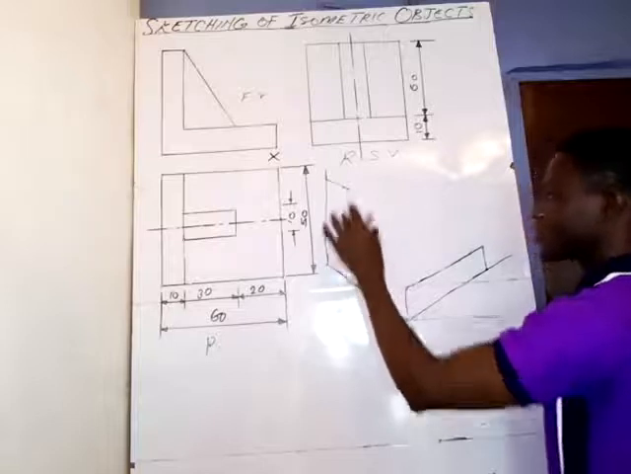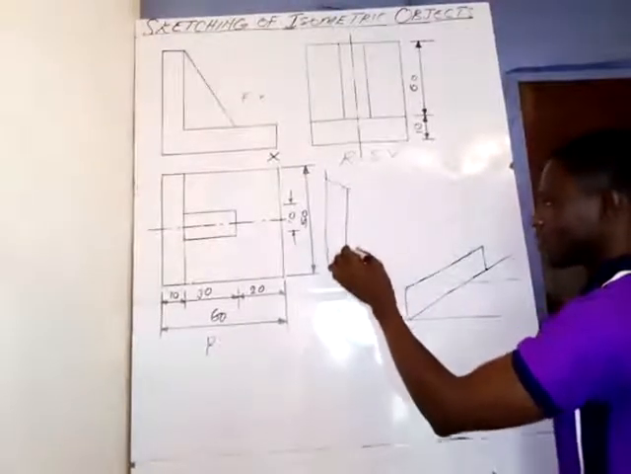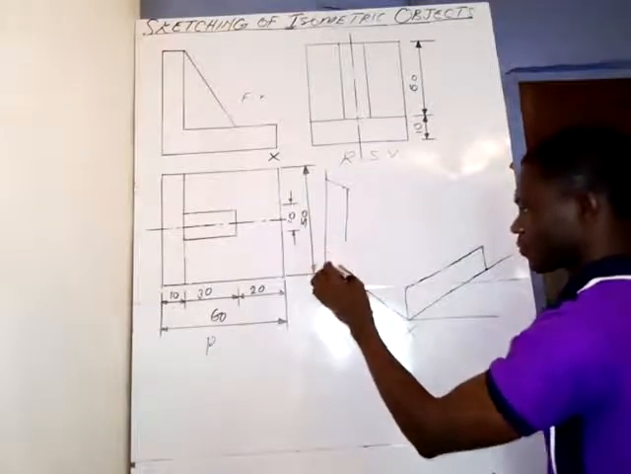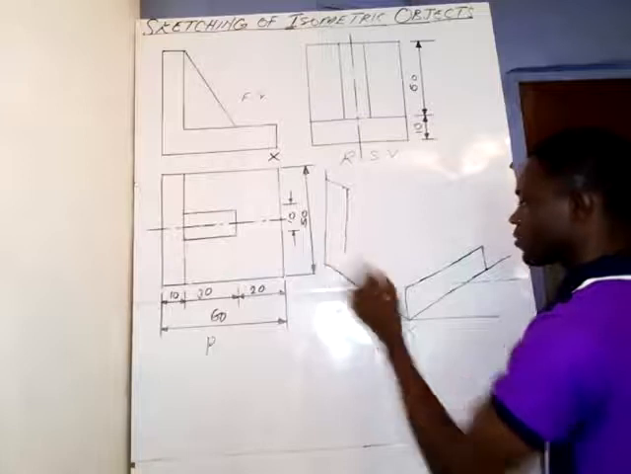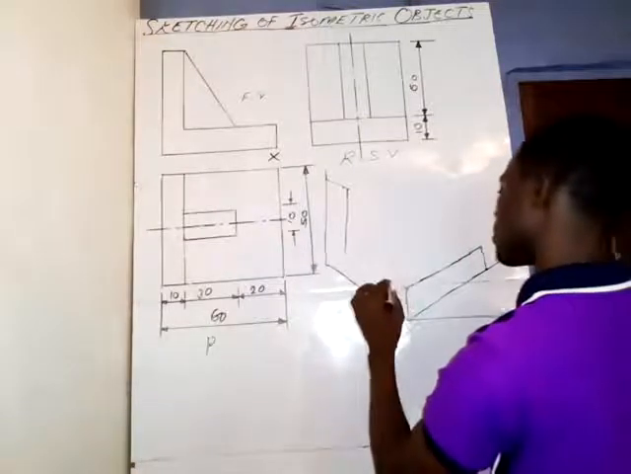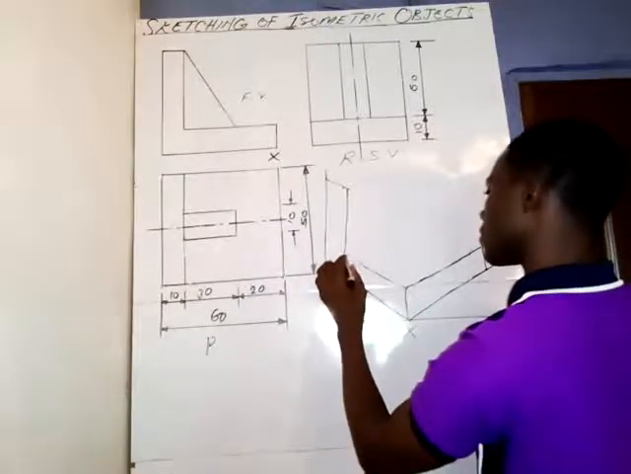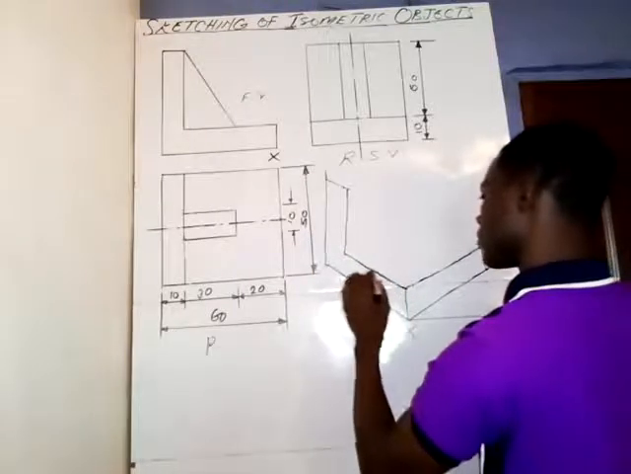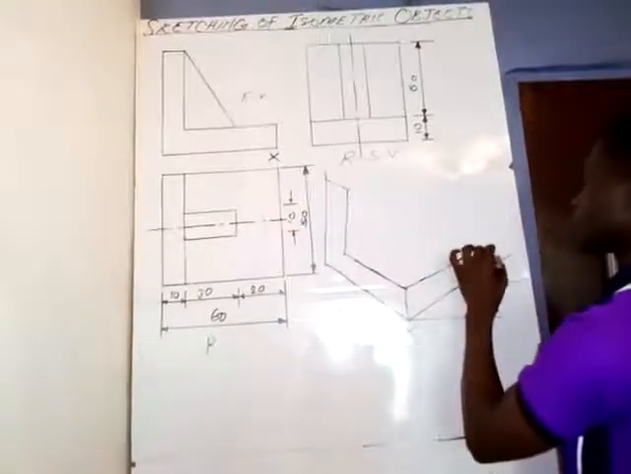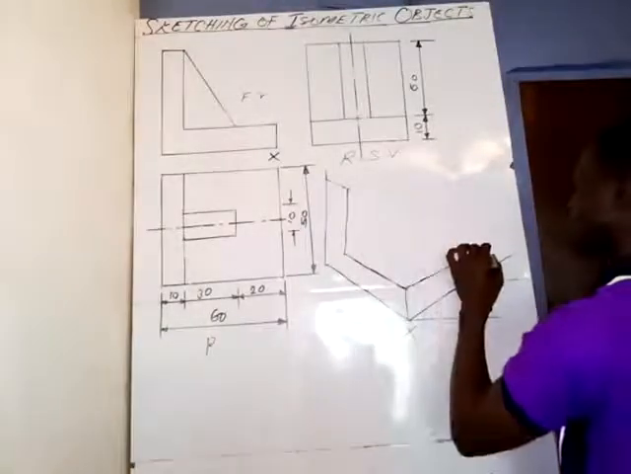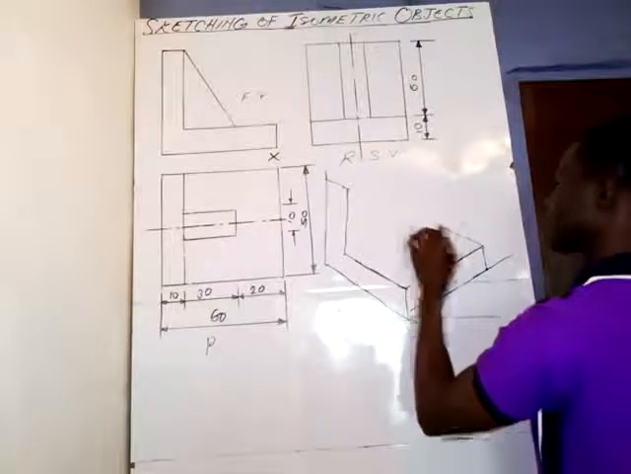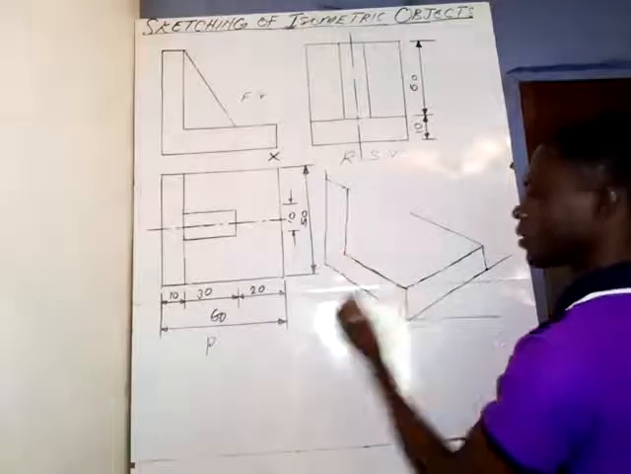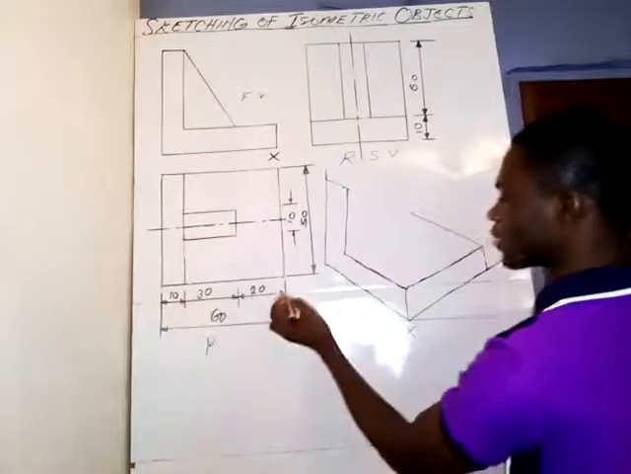Just look at the way I'm doing it. So draw a line down like this. Then produce this, let this go backward. Okay, then also this line, let it go in this direction. The distance from here to here is equal to 50 millimeters from here to here.